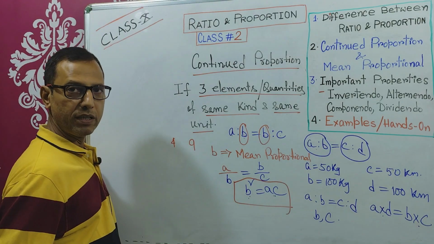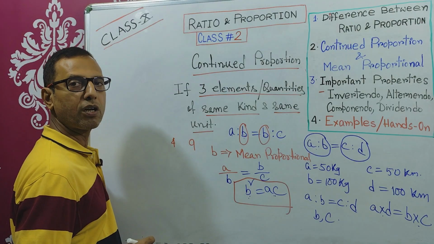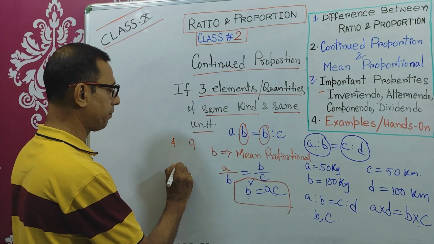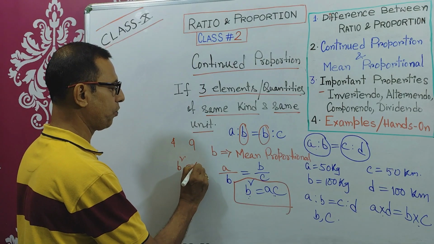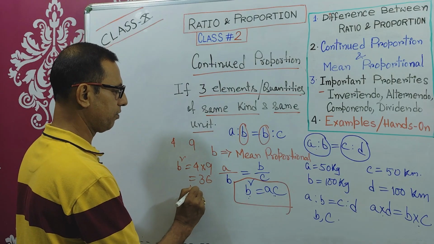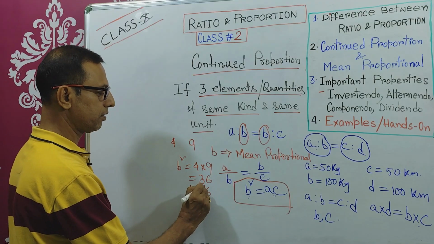So B is the mean proportional of 4 and 9. In that case, what is the mean proportion? That means B square equals 4 into 9, that is equal to 36. That means B equals plus minus 6.